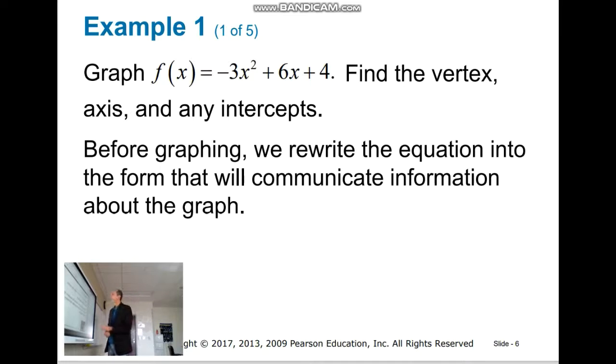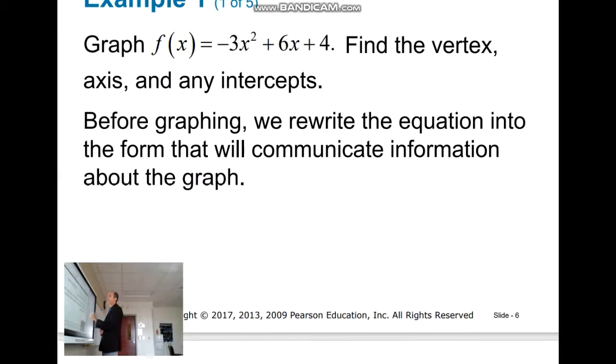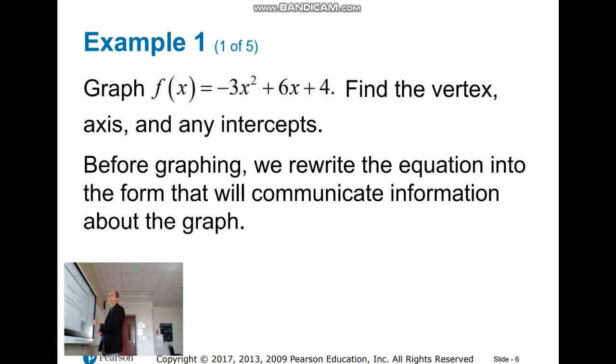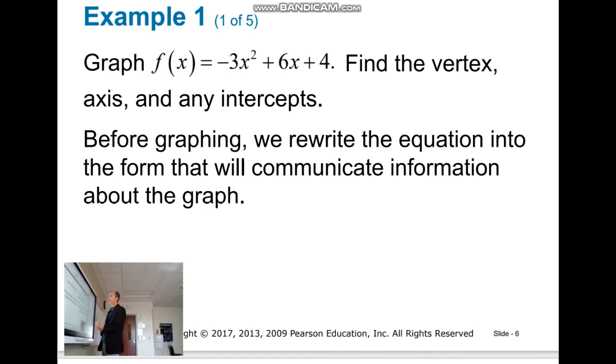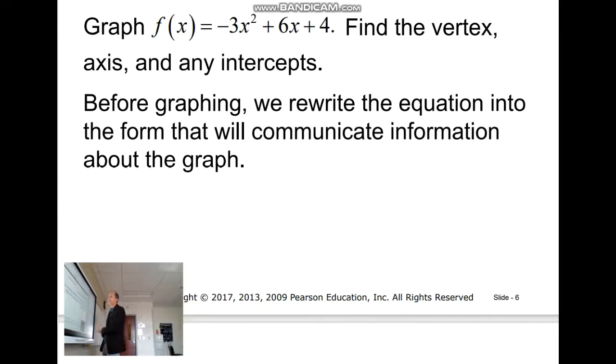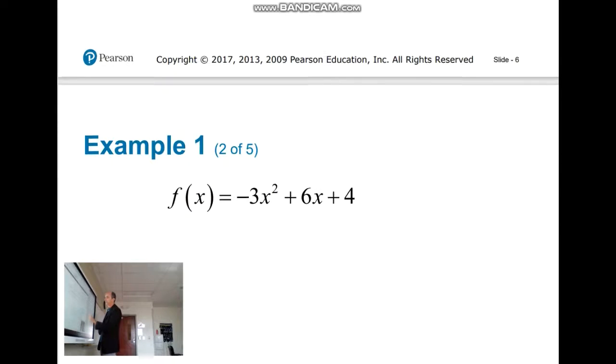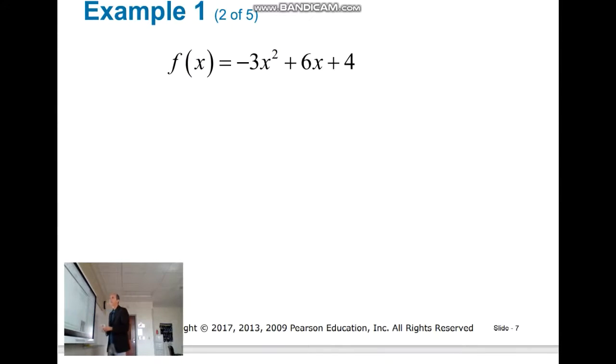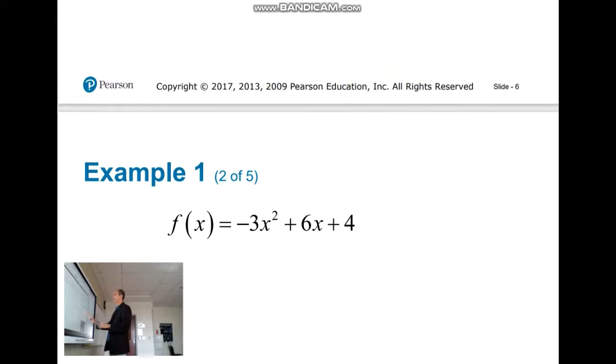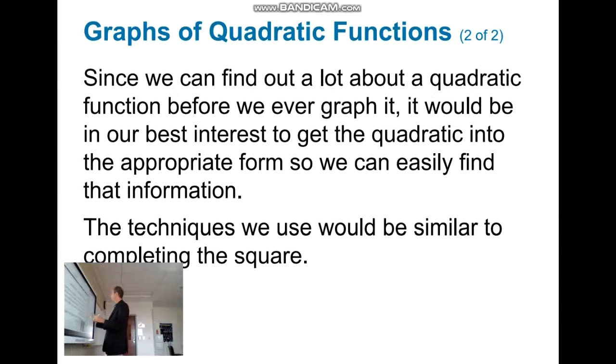Let's say we want to graph this function here. f of x equals negative 3x squared plus 6x plus 4. To graph, first we're going to find the vertex, the axis of symmetry, and any intercepts. Before graphing, we rewrite the equation into the form that will communicate information about the graph. That's our purpose. Let's rewrite this equation using a format we have seen before.